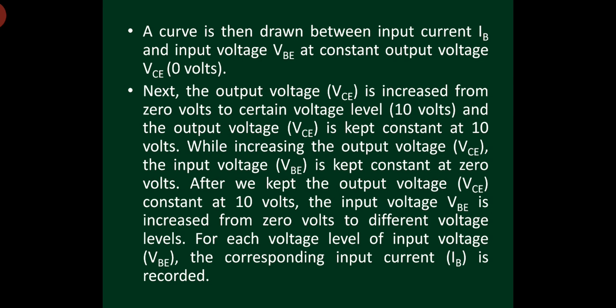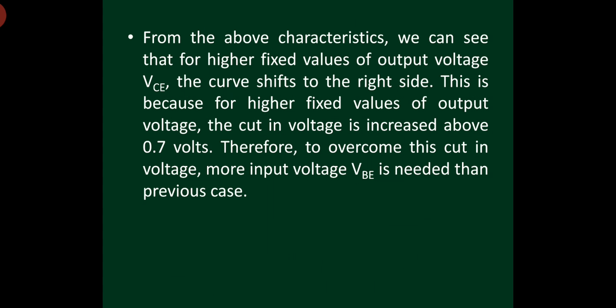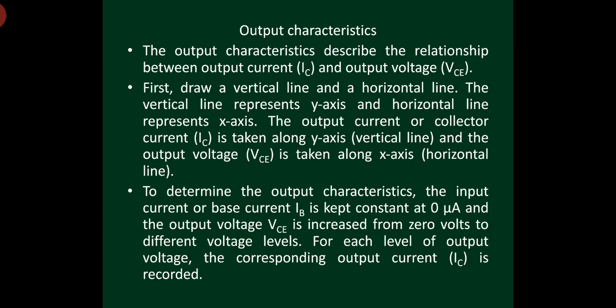Now move on to output characteristics. Output characteristics are always drawn between output voltage and output current by keeping the input current constant at different fixed values. Irrespective of the type of transistor, whether NPN or PNP, and irrespective of the configuration, whether common base, common emitter or common collector, the output characteristics are always drawn between output voltage versus output current for different fixed values of input current.